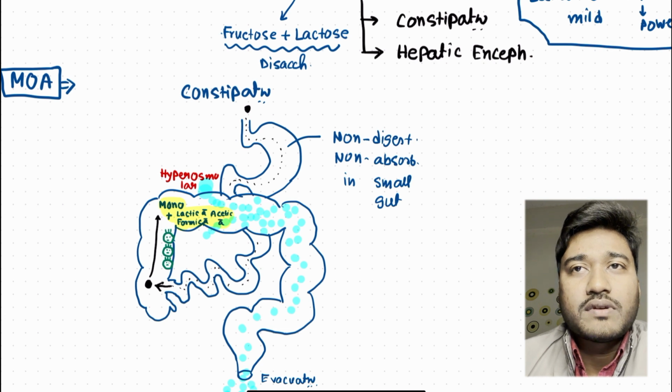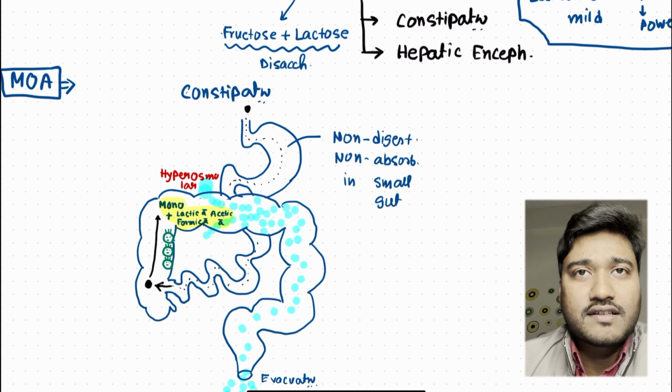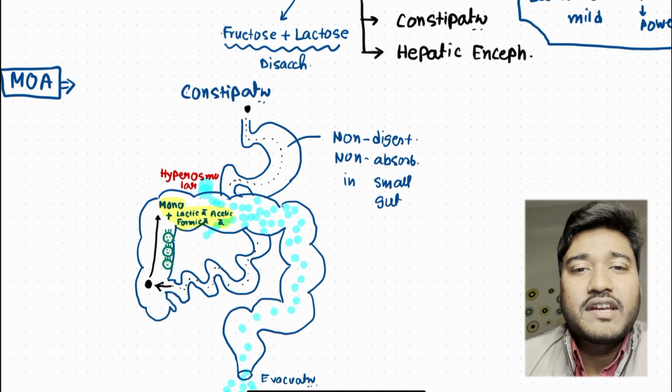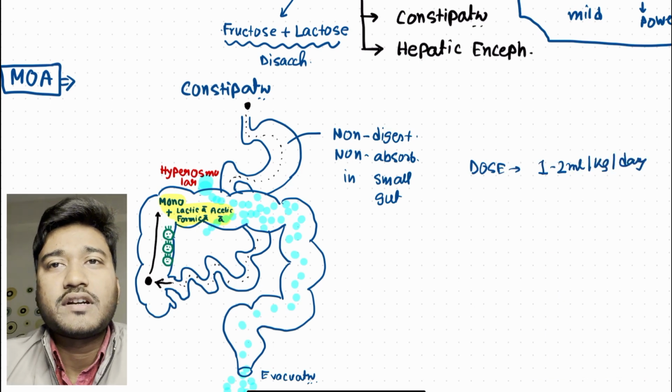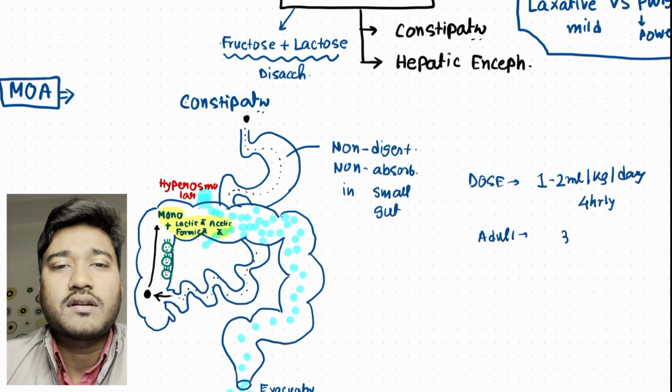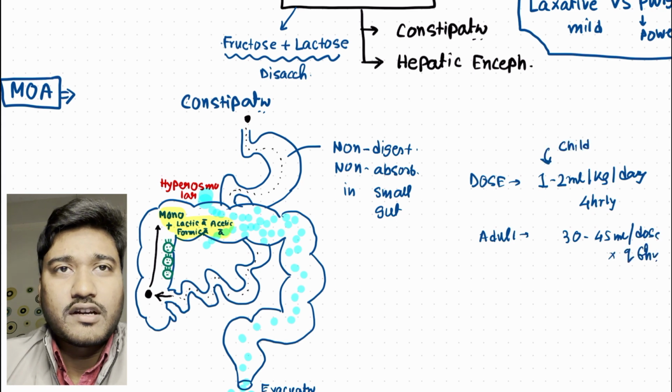There is proper evacuation. That is how lactulose acts as a medication for constipation. Now in case of children, the dose is 1 to 2 ml per kg per day. In case of adults, 30 to 45 ml per dose, which is given 4 times in a day.